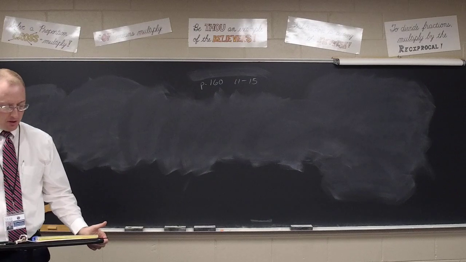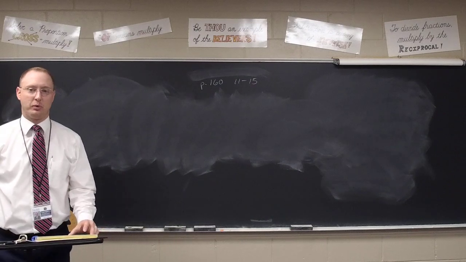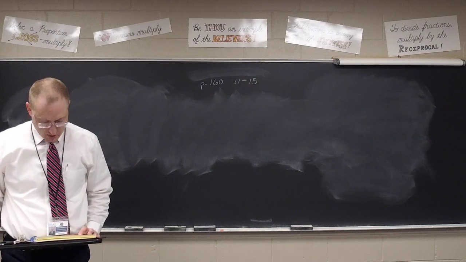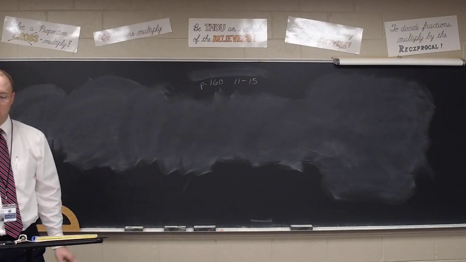All right, number 11. What is the perimeter of that rectangle? Let's see, Sam? 70 inches. Excellent job. Number 12.